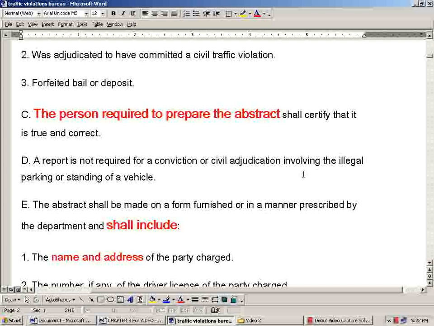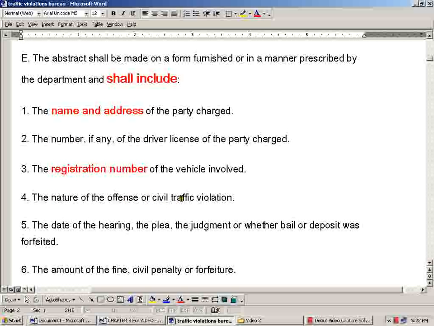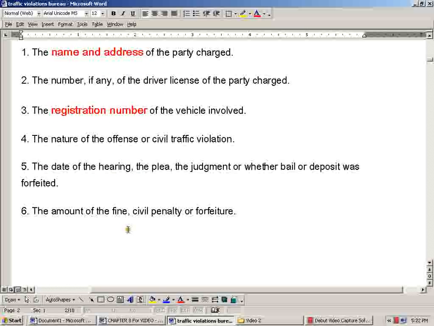Well, as it turns out, what's it going to have on there? Okay, first of all, it shall include the name and address of the party charged, the number, if any, of the driver's license, the registration number of the vehicle, nature of the offense or civil violation, and so forth, the amount of the fine, so forth.